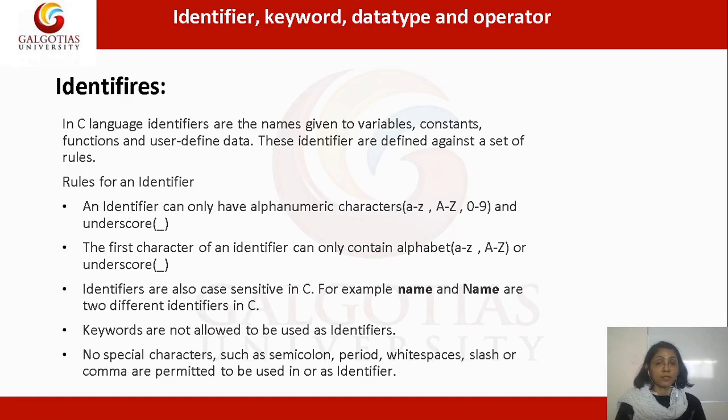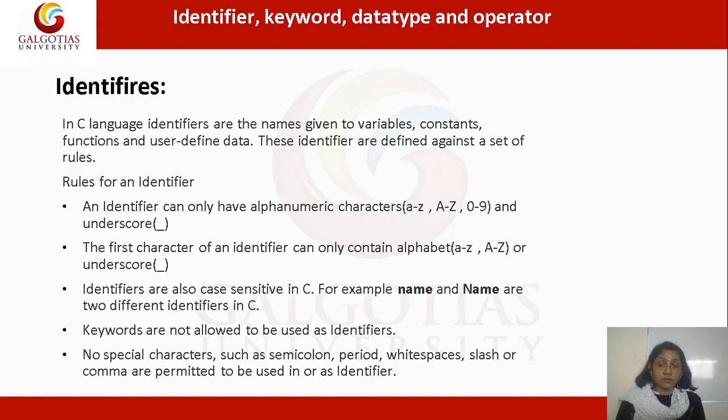The first character of an identifier can only be an alphabet, small a to z or capital A to Z, or an underscore. Never ever make the mistake of writing an identifier that starts with a number. Identifiers are also case sensitive because they represent names. For example, name and capital NAME are two different identifiers.